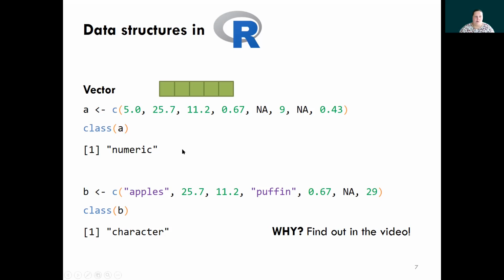One thing that you might have noticed is that I used NAs here. NAs will not affect the class. So if all other elements of your vector, as in the vector a, are numbers, and you add a few NAs here, the data type of this vector will still be numeric and will not be changed to a character.